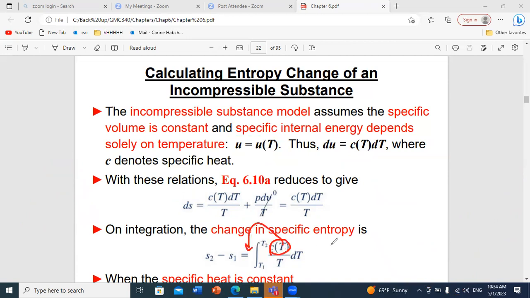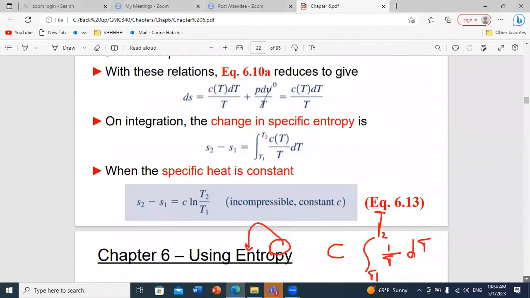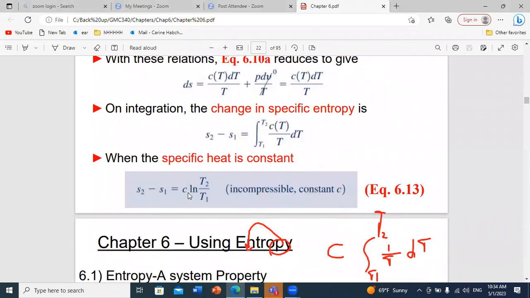So what happens then? It becomes C, the constant C, times the integral of 1 over T dt between T1 and T2. And you know that the integral of 1 over T is ln T2 over T1. Okay, this is why if the specific heat is constant, how can we write the change in entropy? Delta S is equal to C times ln T2 over T1. While if T is variable, we should do the integral, meaning we need C as a function of temperature.